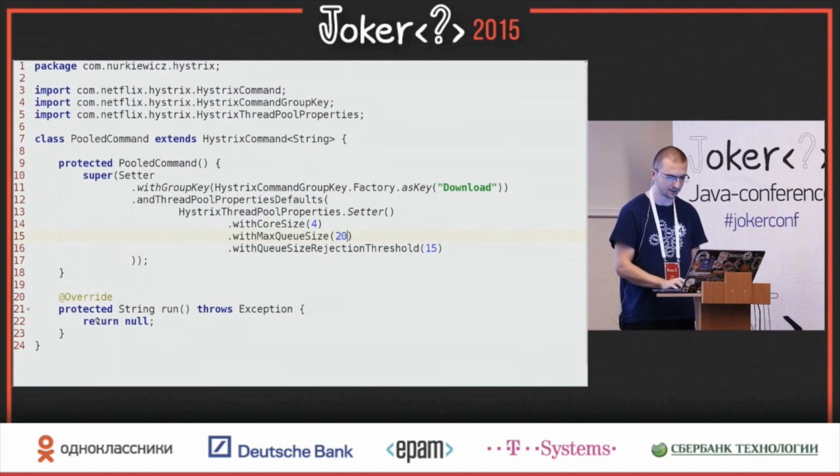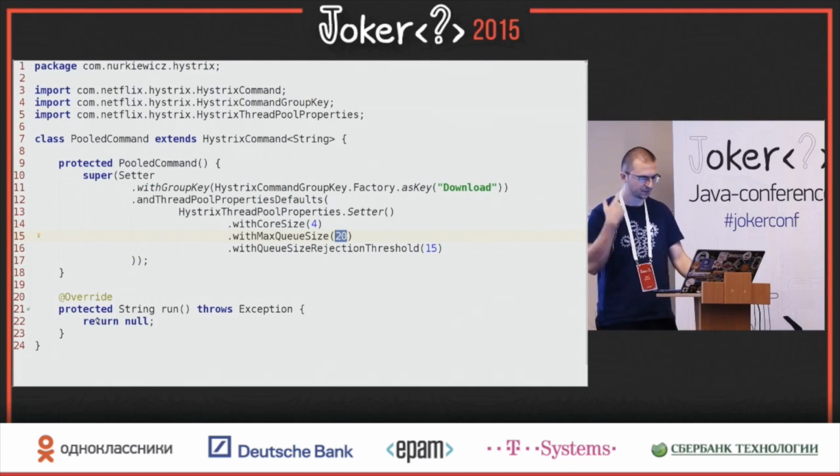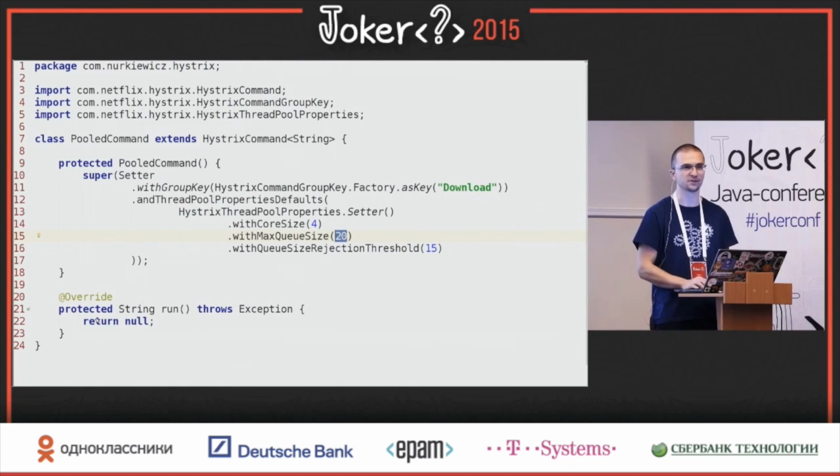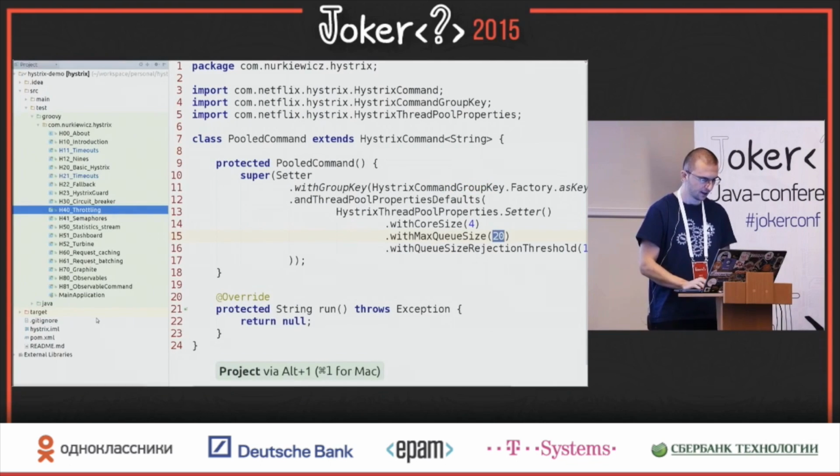This 20 is an implementation detail. I can tell you later why there are 2 parameters. So you have full control over the thread pools, and this is basically it.